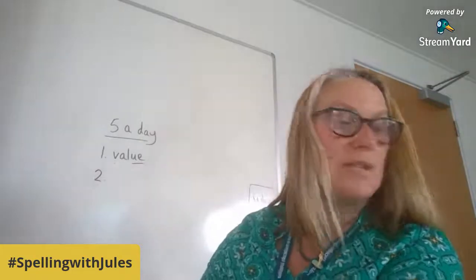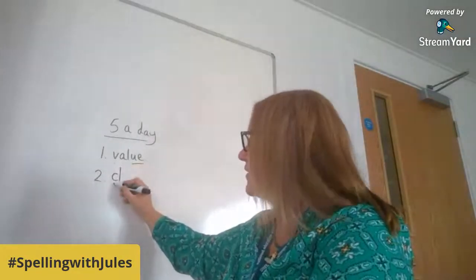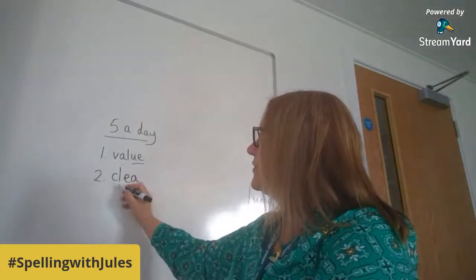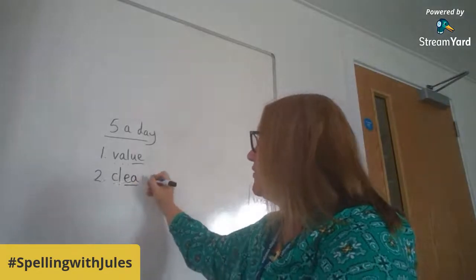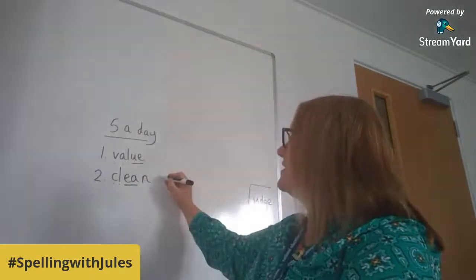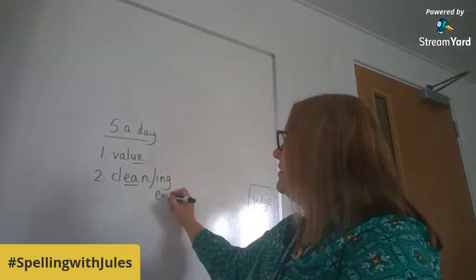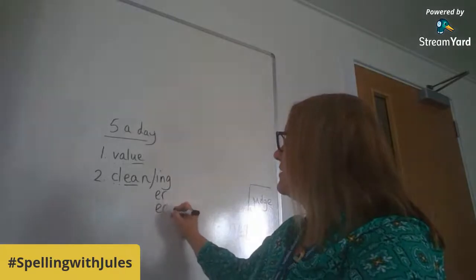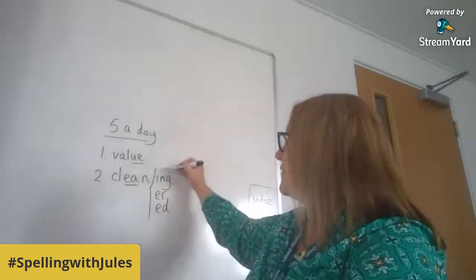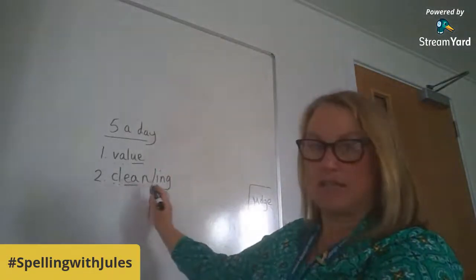Number 2 is the word clean. We haven't done clean. So it's k, l, and then it's got an ul, so k, ul, e, n, clean. And you can add cleaning, cleaner, cleaned. So your root word is clean, and then you can have these different suffixes. But I'm just going to test on clean.